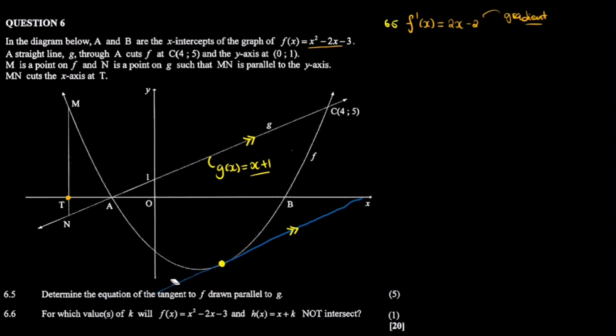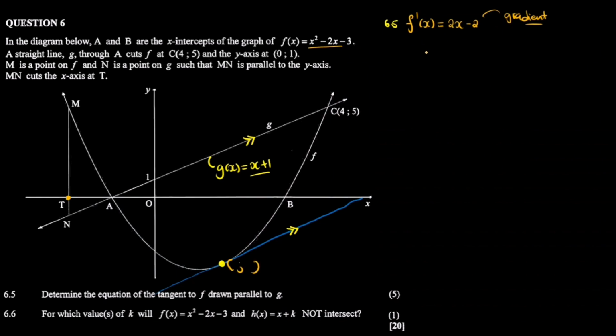But we know for a fact that this tangent line has a gradient of 1 because it's parallel to this straight line. So we know that the gradient of the tangent that we're looking for is 1. So we're going to take this derivative, which is a gradient at a point, and equate it with that gradient of 1. And when we equate that, we're going to try and solve for this point. So essentially, we're looking for this point.